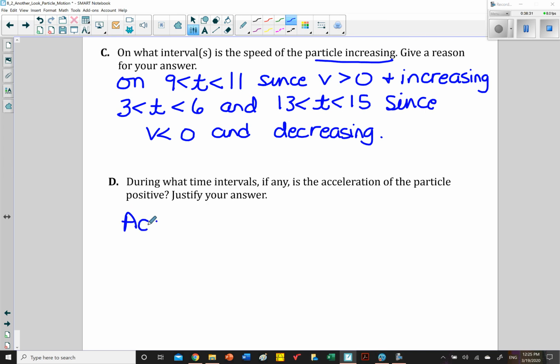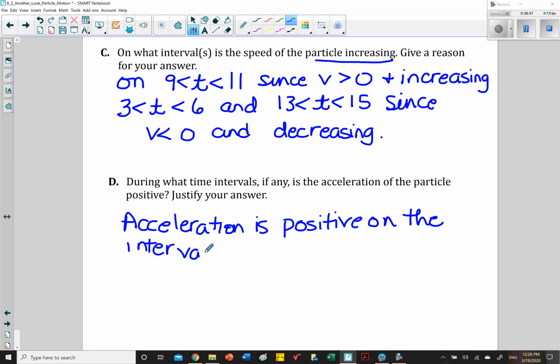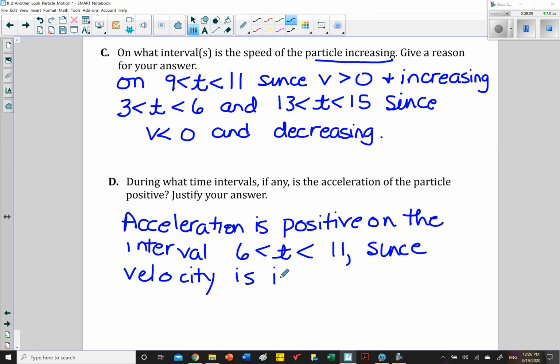So acceleration is positive on the interval 6 to 11, since velocity is increasing here. Ooh, this was a long lesson.